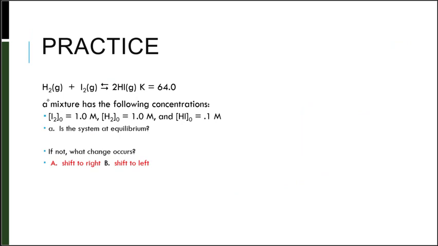Let's look at this example. We're told that H2 plus I2 gives me 2HI. We're given a K value of 64. We're told the concentrations of each of these three. See if you can set up your K expression and plug in your values and tell me, is the system at equilibrium? And if not, do we need to shift to the right or shift to the left? Pause the video here.